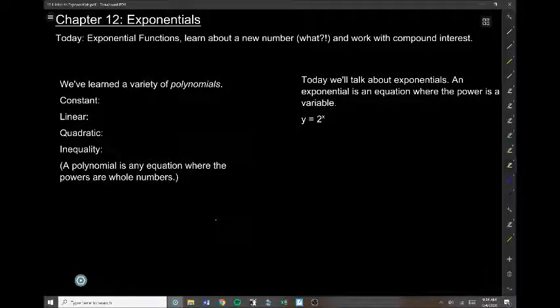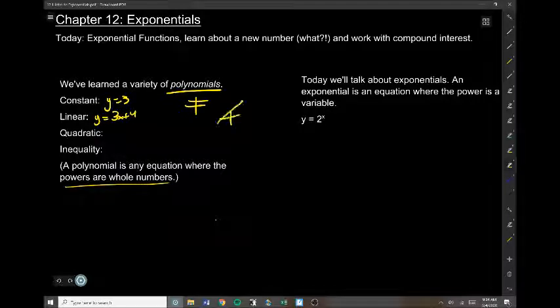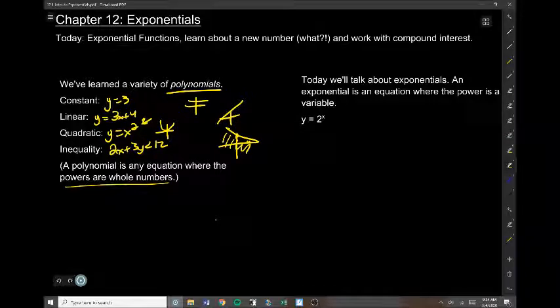We've learned about a variety of polynomials. A polynomial is any equation where the powers are whole numbers. So we've seen constant equations like y equals 3, which graphs like this. We've seen linear equations like y equals 3x plus 4, quadratic equations like y equals x squared, and inequalities like 2x plus 3y is less than 12, which would graph kind of like this.